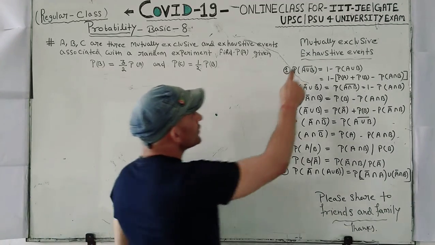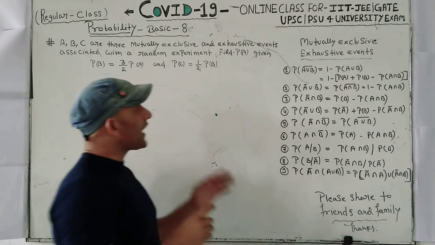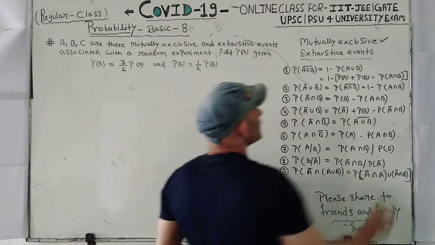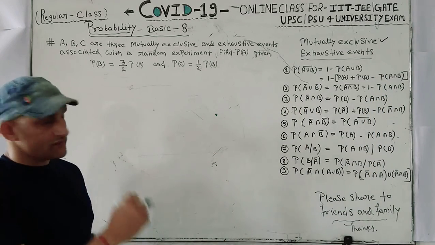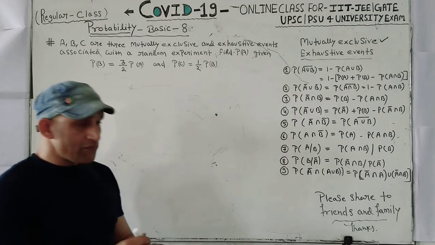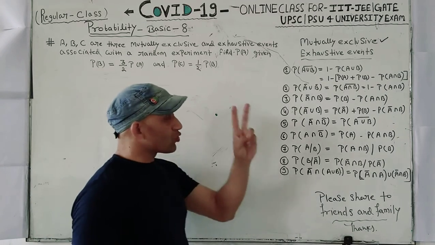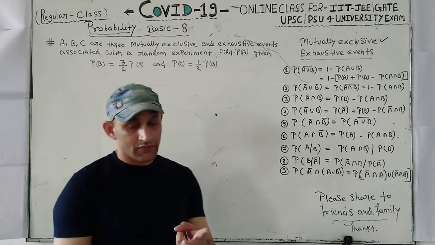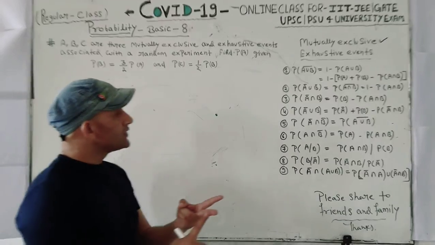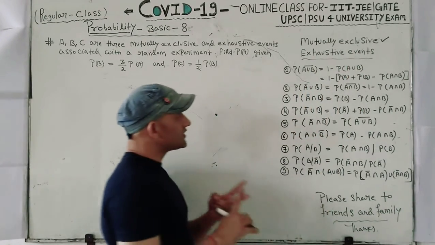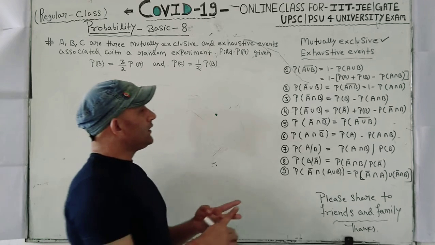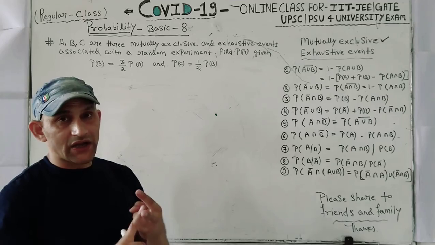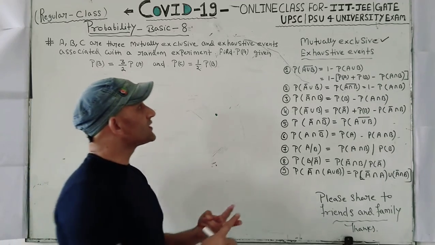The first one is mutually exclusive. Its meaning is, if you have a coin, then there are a total of two cases. Either head will come or tail will come. Both cannot come. So a mutually exclusive event shows that if one case happens, then the second case will never happen. This is the definition.